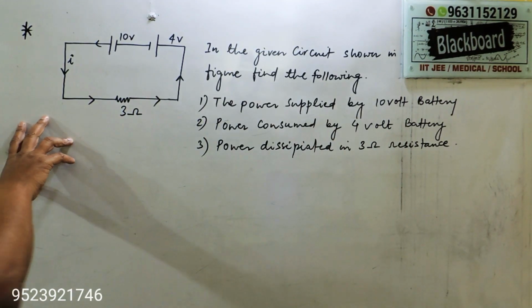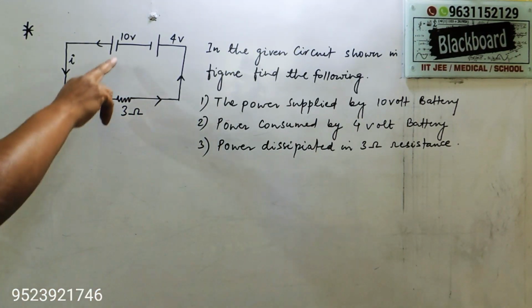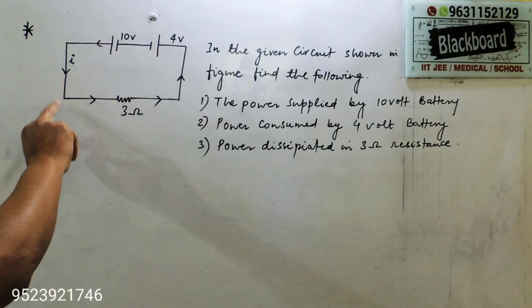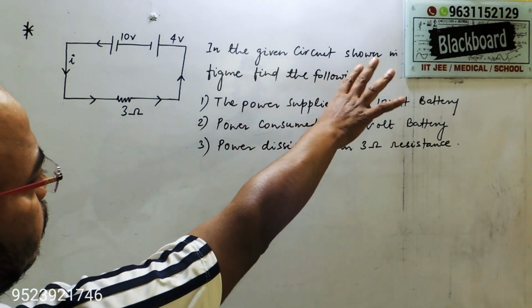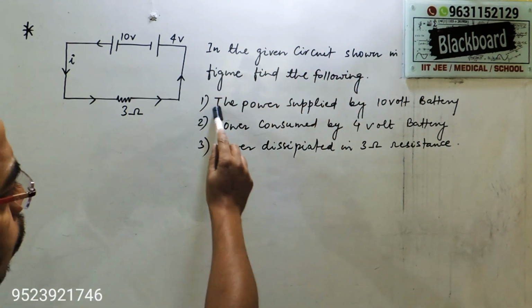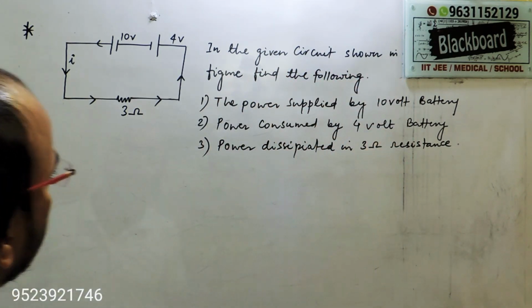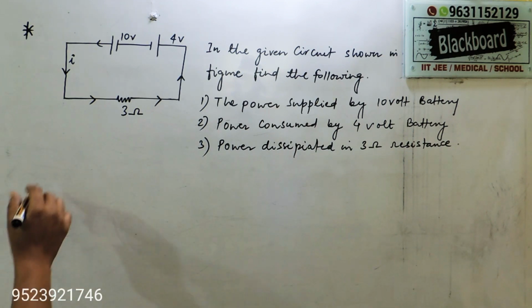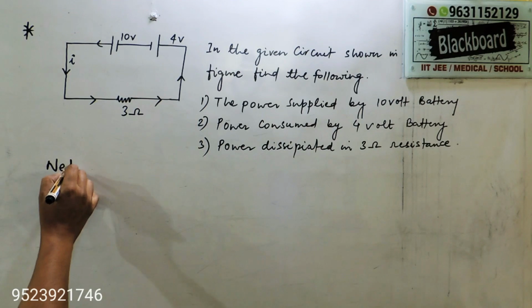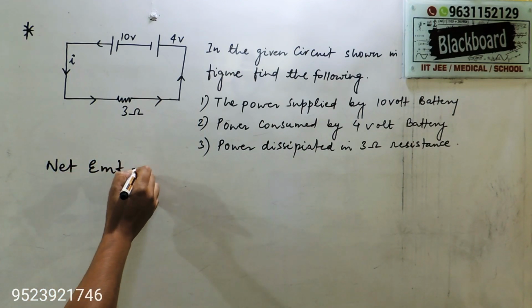In this numerical, this is the circuit: a 10 volt battery, a 4 volt battery, current I, and a 3 ohm resistor. In the given circuit shown in the figure, find the following. Power supplied by the 10 volt battery. First find the equivalent EMF, or net EMF.